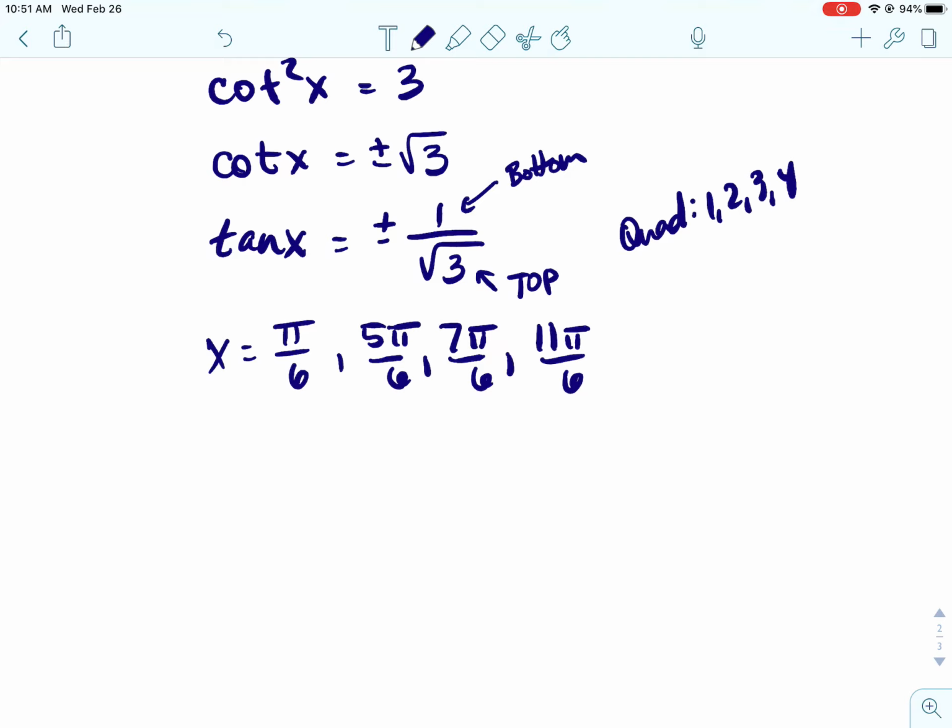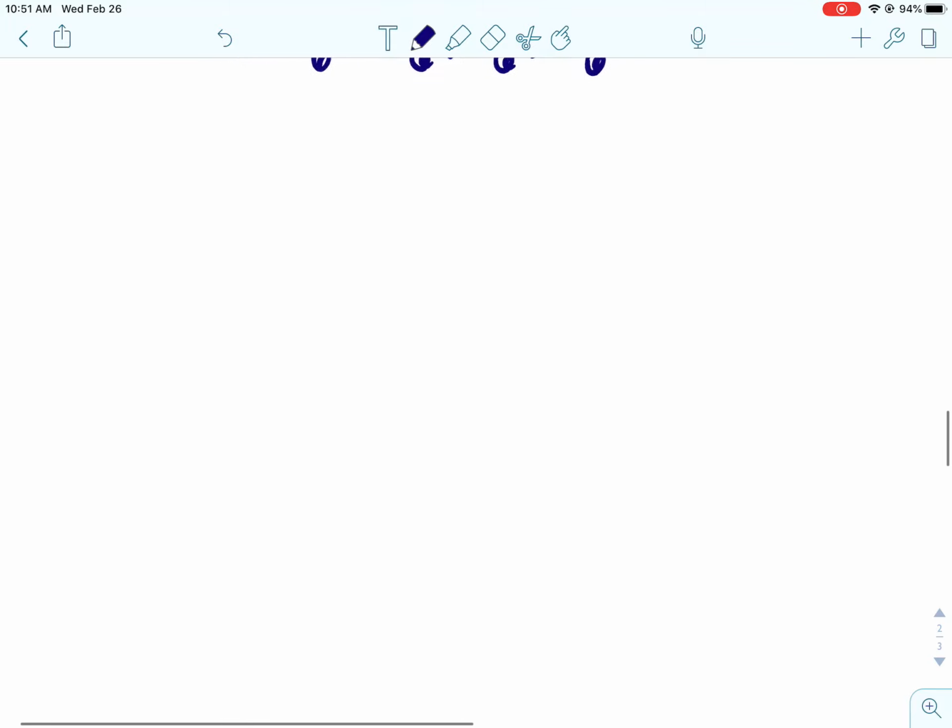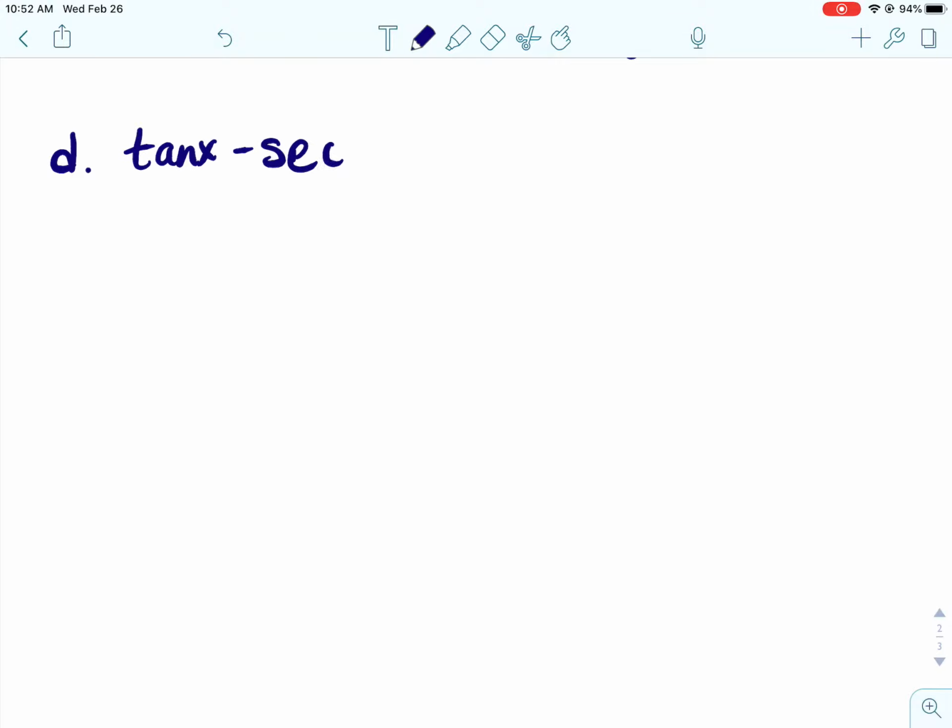All right, we have one more, and I'm not gonna lie, it's pretty challenging, and you have to do something on here that without someone telling you to do it, it's not something that you just kind of think about doing. All right, so for D, we have tangent of x minus secant of x equals 1.